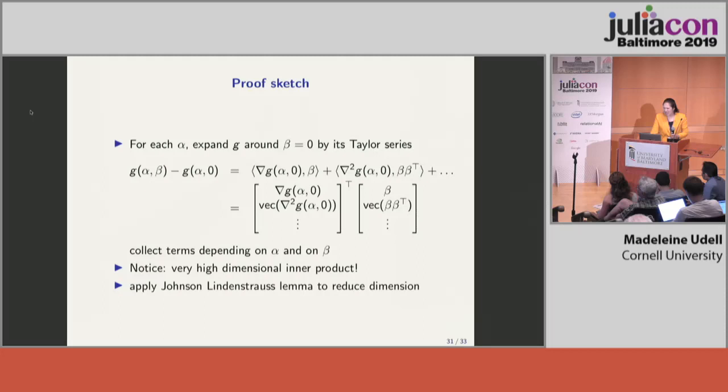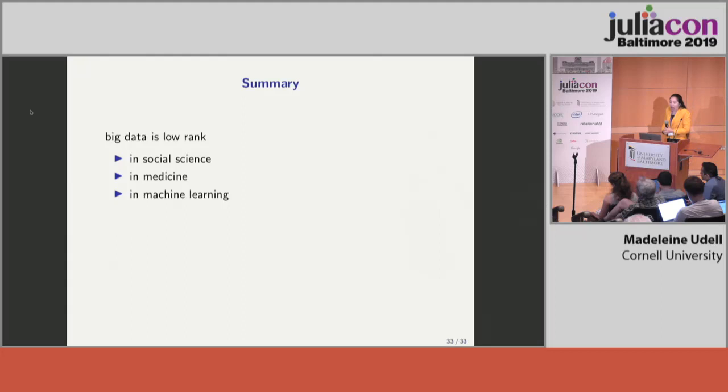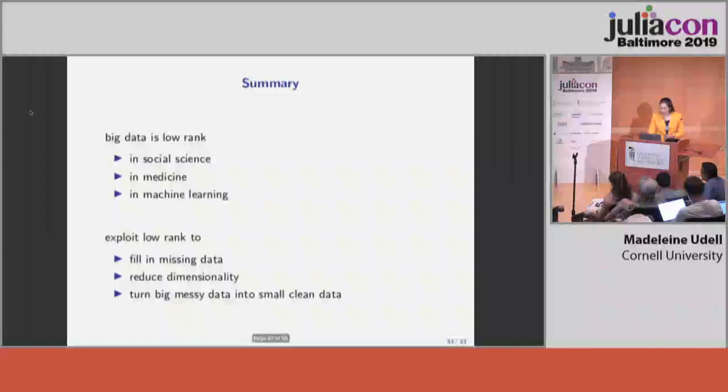Okay. So what have we shown? I've shown you some examples suggesting that big data is low rank in social science, in medicine, and in machine learning. And I've shown you how to exploit low rank in order to fill in missing data, reduce the dimensionality of data sets, and in some sense turn big, messy data into small, clean data by using these low-dimensional featurizations of your examples.